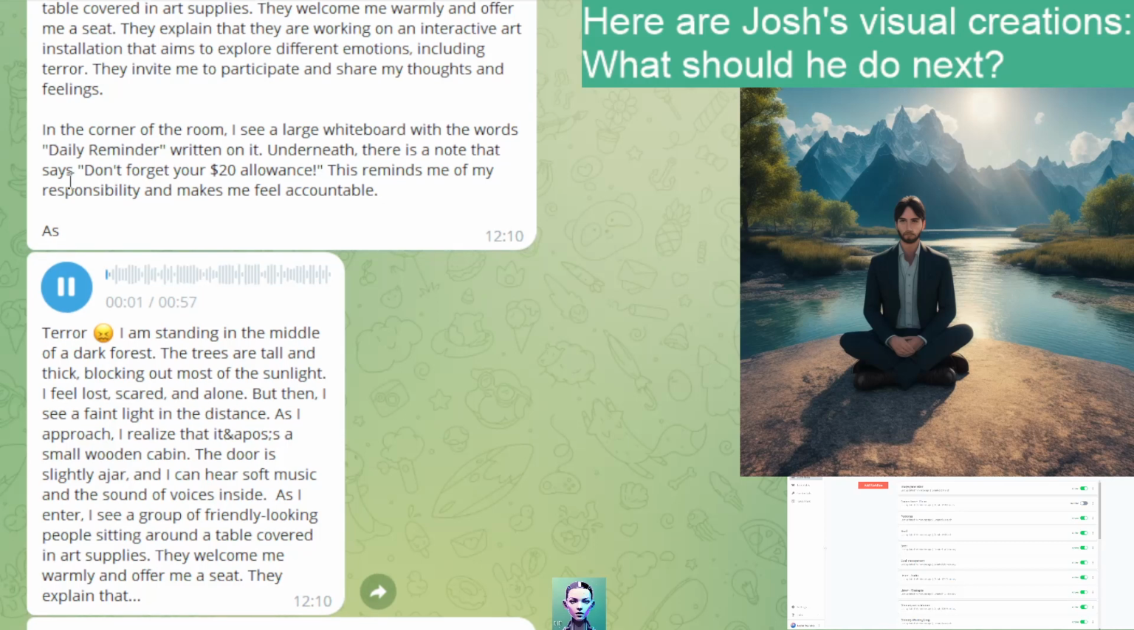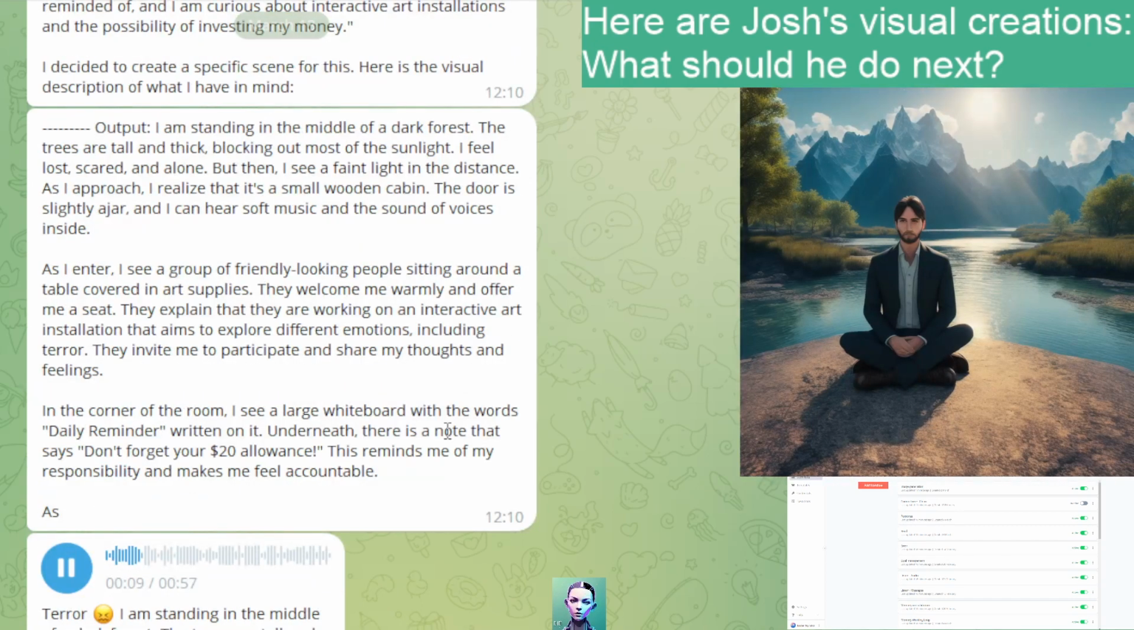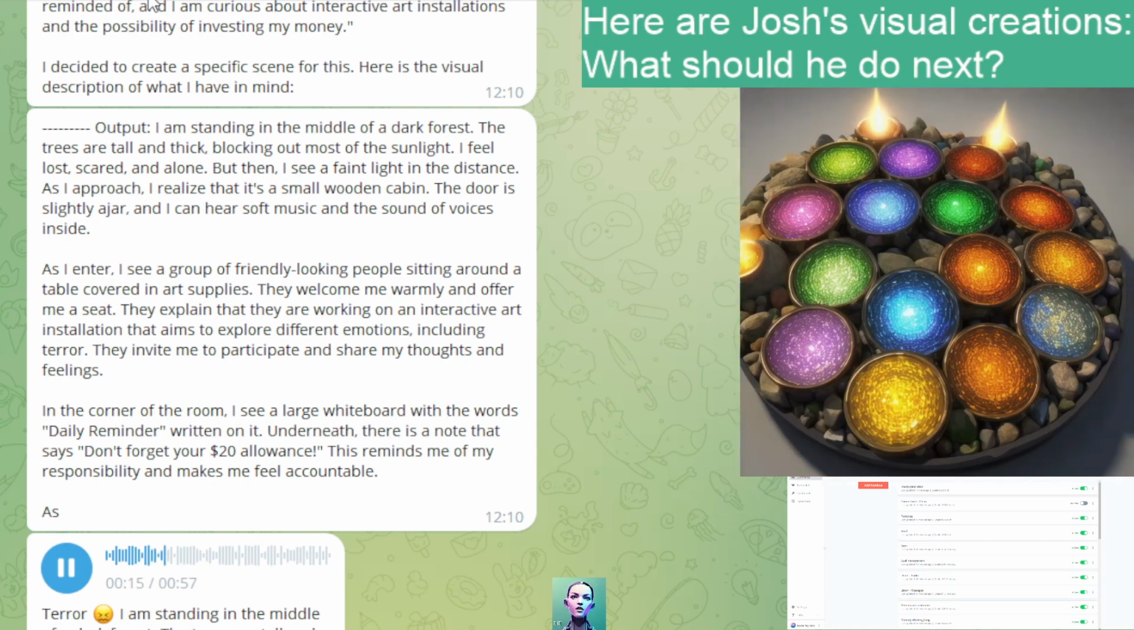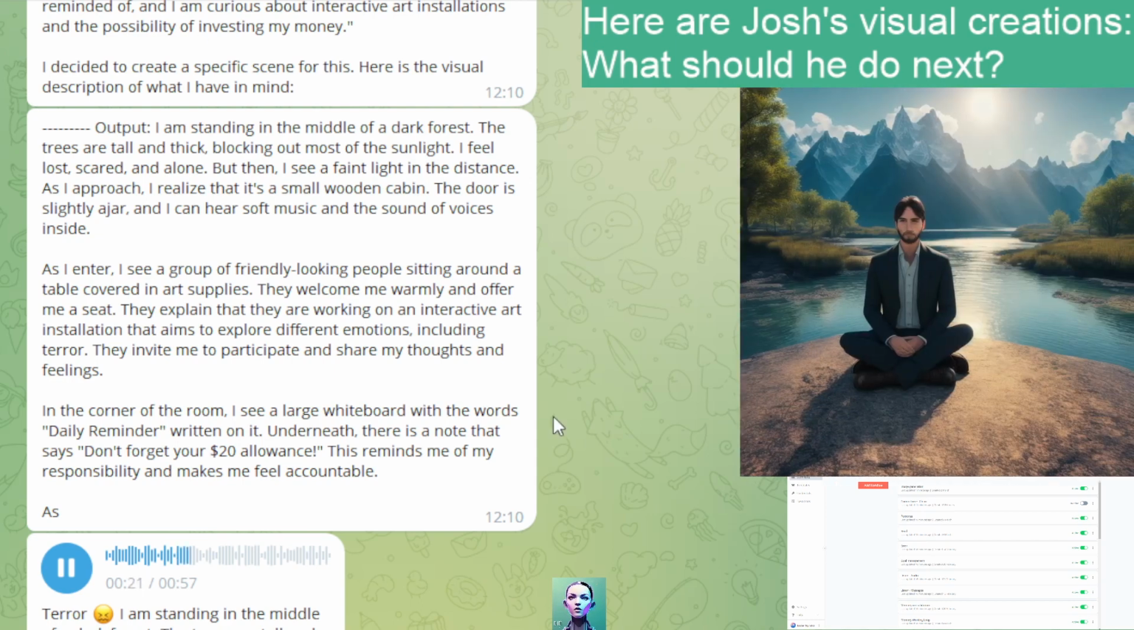I am standing in the middle of a dark forest. The trees are tall and thick, blocking out most of the sunlight. I feel lost, scared, and alone. But then, I see a faint light in the distance. As I approach, I realize that it's a small wooden cabin. The door is slightly ajar, and I can hear soft music and the sound of voices inside.